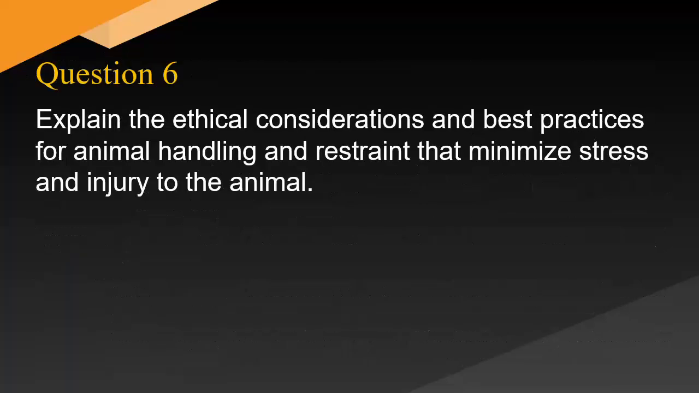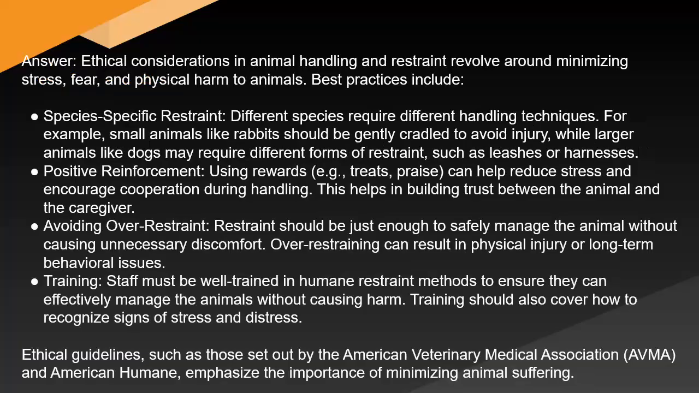Explain the ethical considerations and best practices for animal handling and restraint that minimize stress and injury to the animal. Answer: ethical considerations in animal handling and restraint revolve around minimizing stress, fear, and physical harm to animals. Best practices include species-specific restraint. Different species require different handling techniques. For example, small animals like rabbits should be gently cradled to avoid injury, while larger animals like dogs may require different forms of restraint, such as leashes or harnesses.